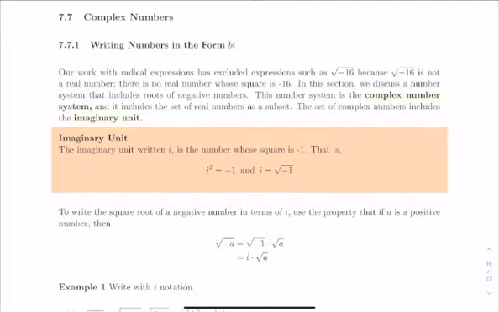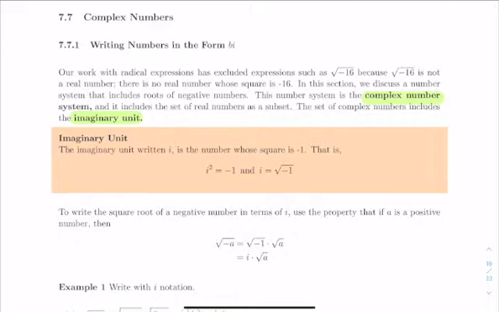This number system is called the complex number system, and it includes the set of real numbers as a subset. The set of complex numbers includes the imaginary unit. The imaginary unit, written i, is the number whose square is negative 1. That is, i squared equals negative 1, and i is equal to the square root of negative 1.